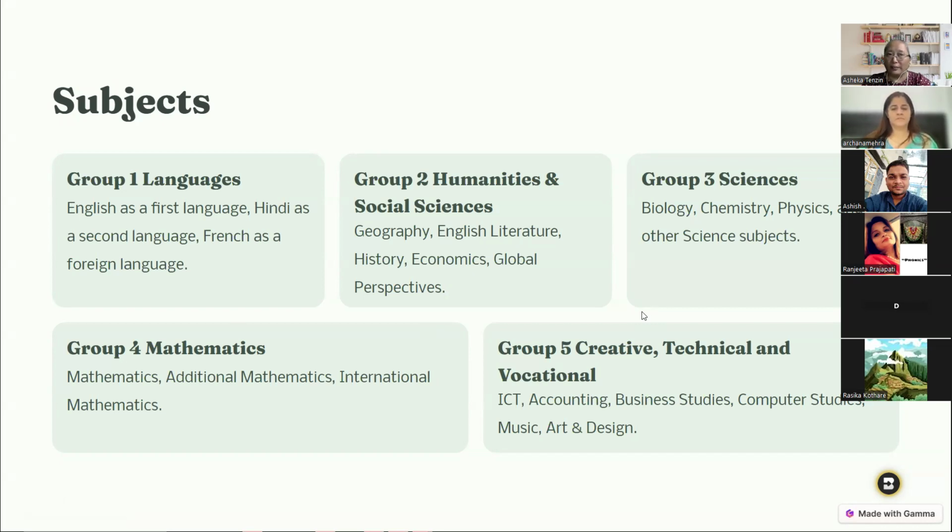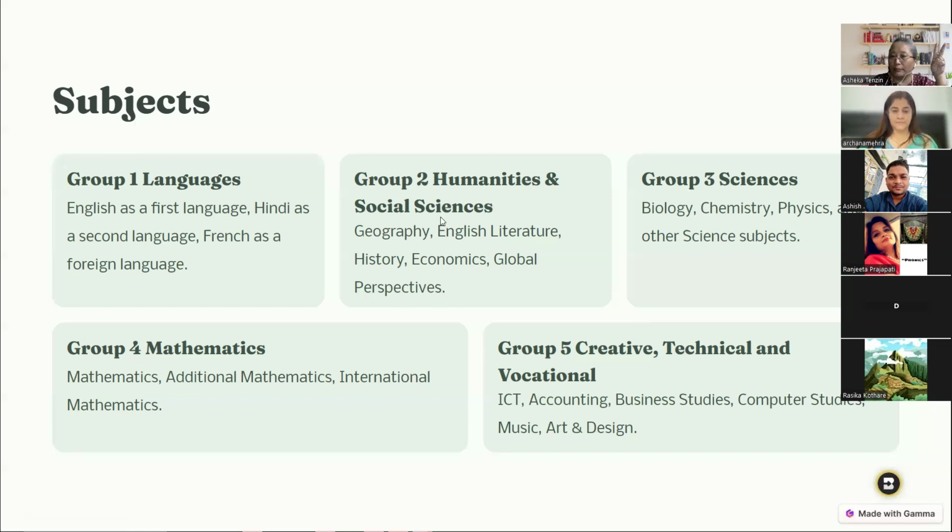And this is a little different from the normal IGCSE, because here you show that you have studied a range of subjects. What you need to do is study 2 languages in group 1. A student would study English as a first language, and as a second language the student could study either Hindi or French or Spanish or German. So you study 2 subjects in languages, so you have 2 credit points here.